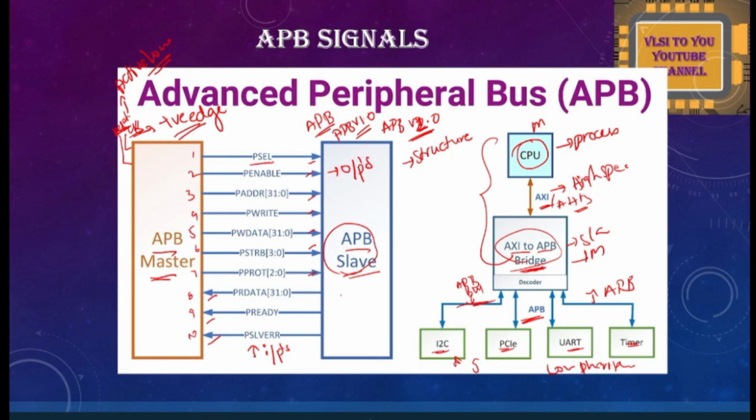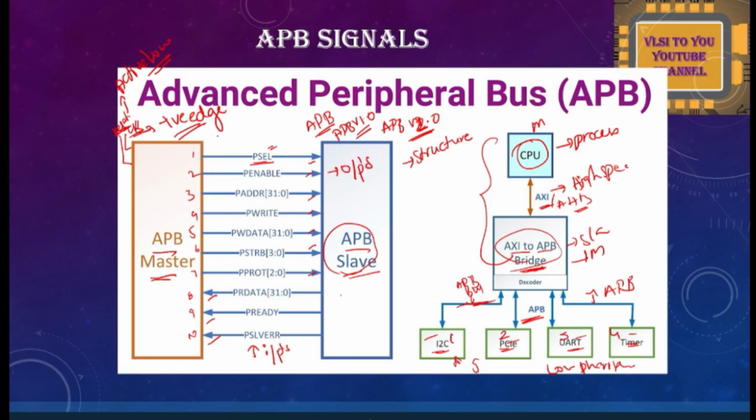So the first thing is PSELECT. As I told you before, a master can have any number of slaves. Similarly, if you have only one slave, then there will be only one PSELECT. For example, if you see here, there are four components. If you are connecting four components, then there will be four slaves.